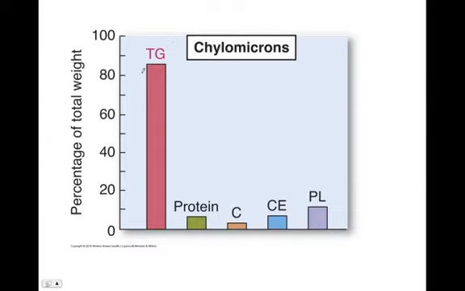Chylomicron particles are the largest of our lipoprotein molecules, and we'll see this when we compare it to both VLDL and HDL particles. There's a low percentage of protein, and these will be our apoproteins, and a small component of cholesterol from the diet and cholesterol ester, as well as phospholipids.